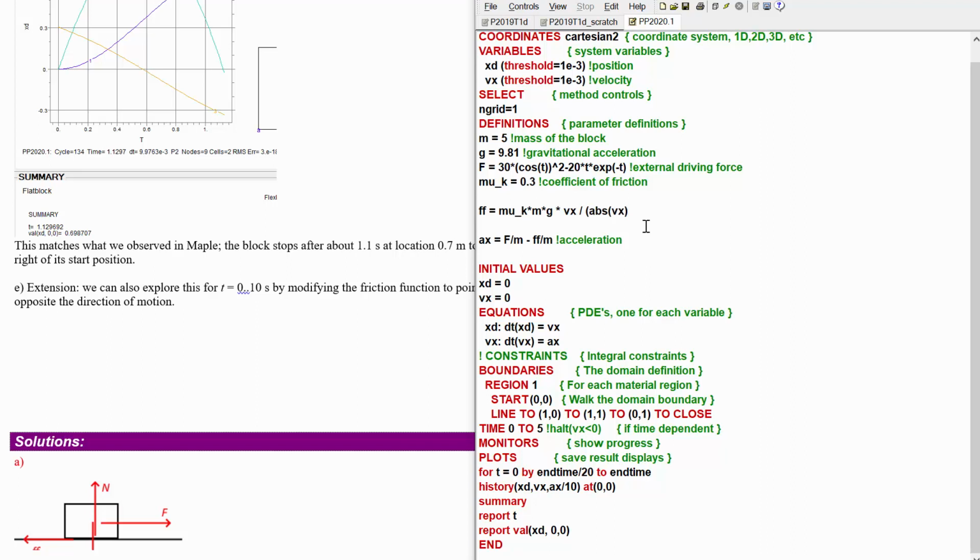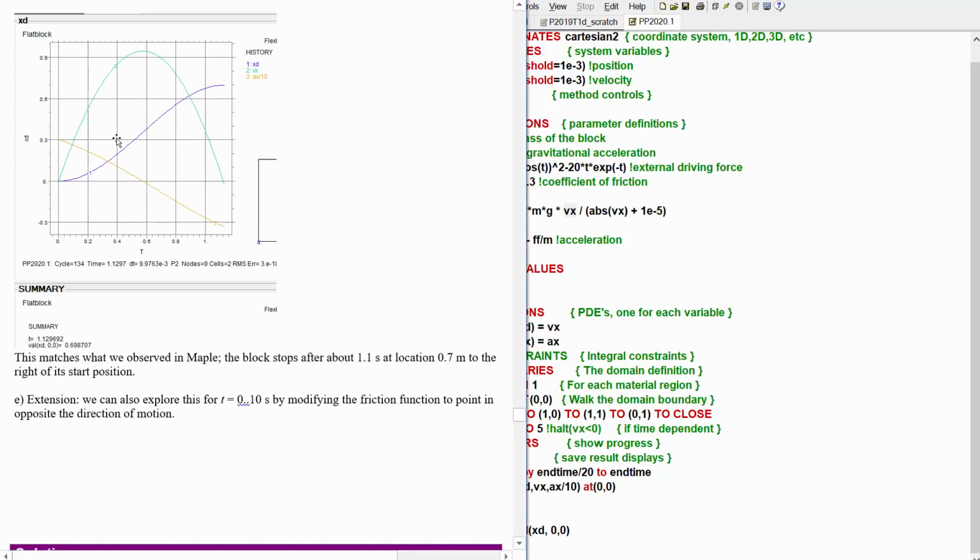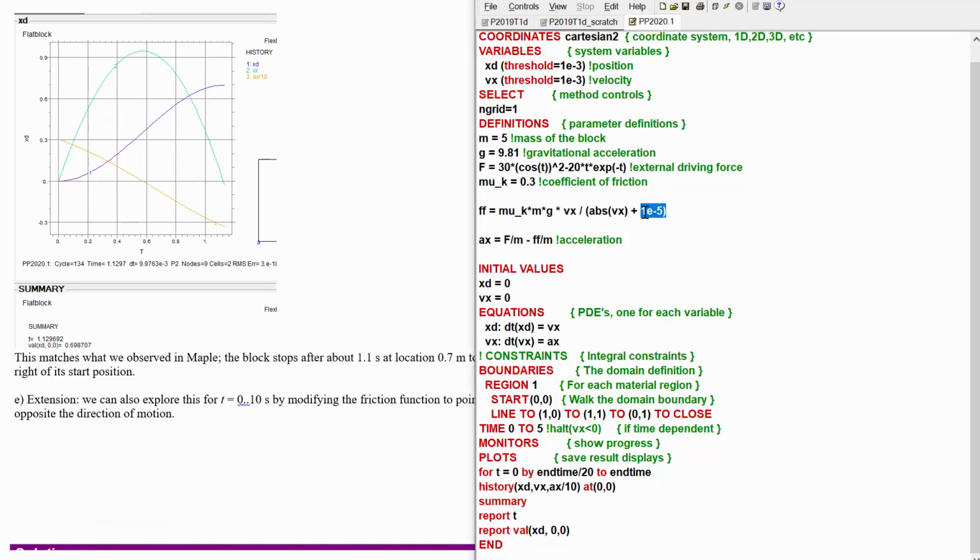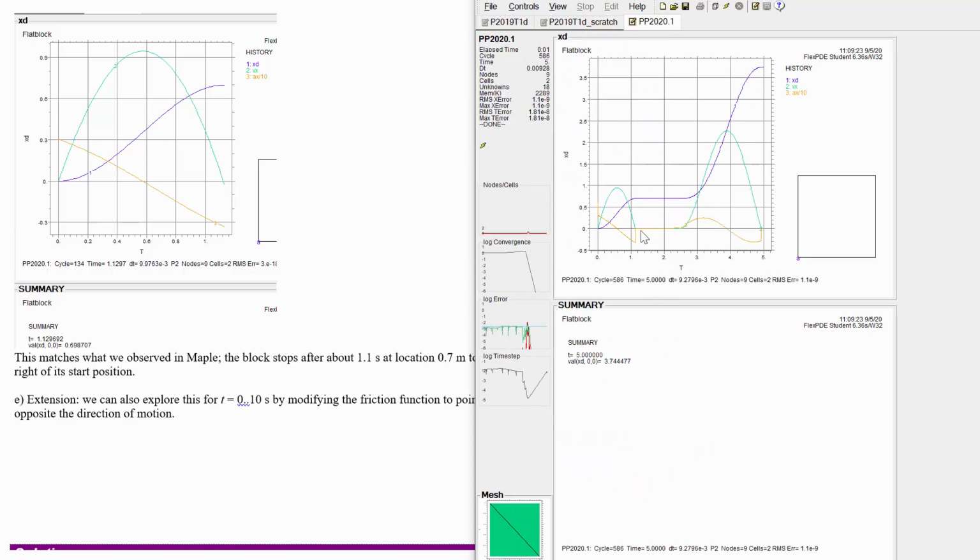So one way to fix that is, instead of dividing by the absolute value of Vx, divide by that plus some really small number. Let's say 1e minus 5. This doesn't make any difference if the velocity is like 1 meter per second or even 1 centimeter per second. It's like a 1 in 1,000 part change. But it makes a huge difference for the computer program being able to deal with it when the velocity is very close to 0. So now it solves no problem. We've got this position that increases and increases more with time.